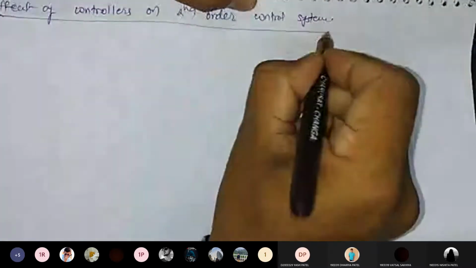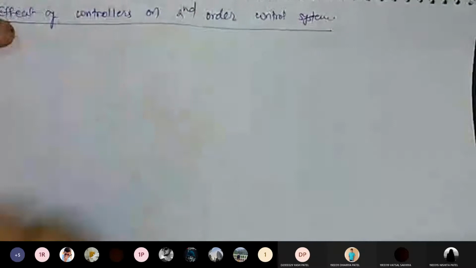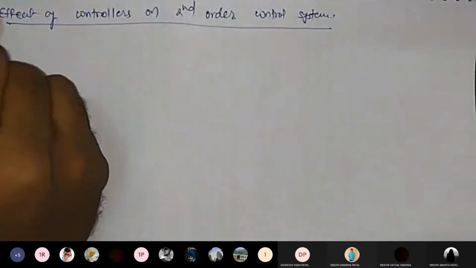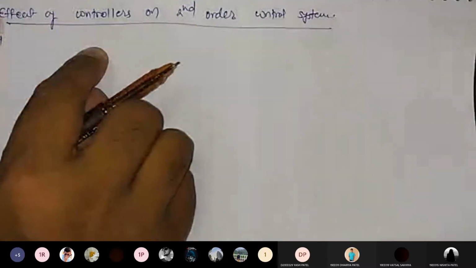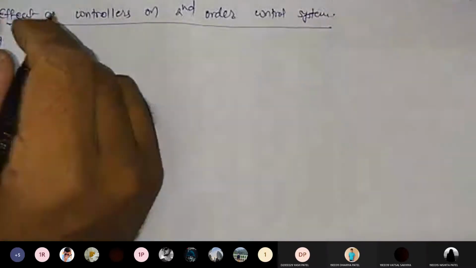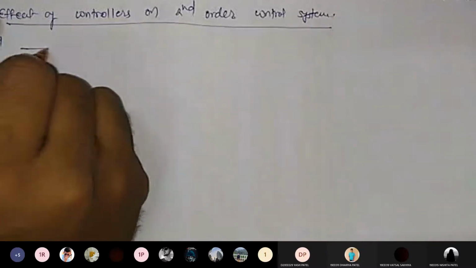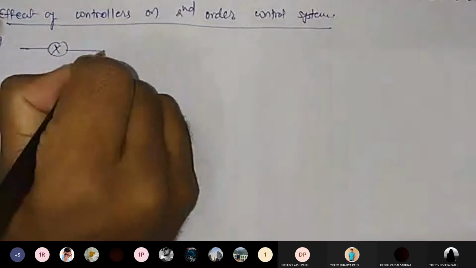Okay, there is a dedicated MATLAB practical in this which I will do with you, but before that we should be going for the mathematical analysis.